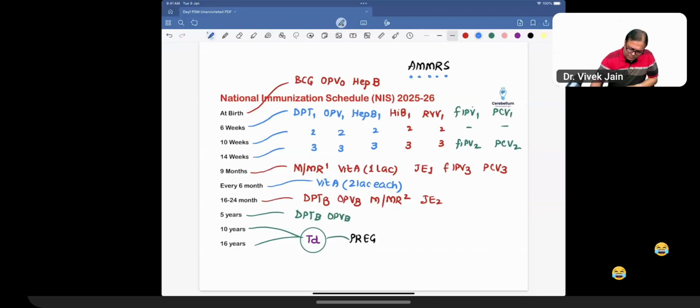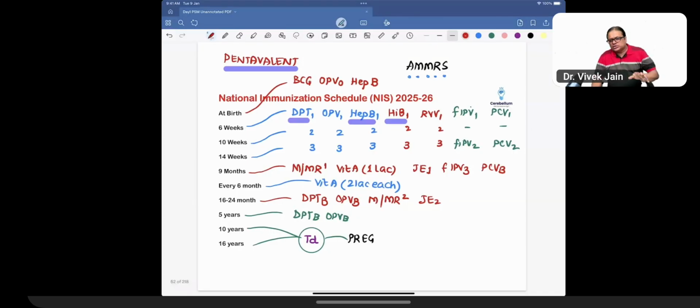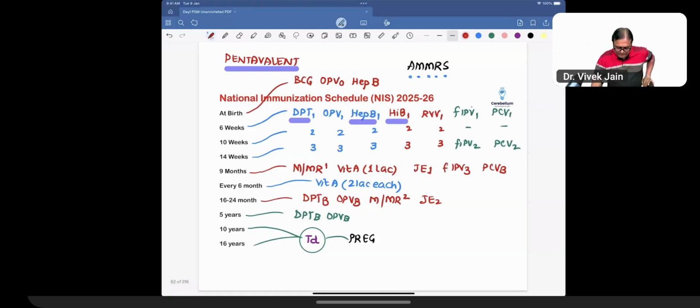Yes, this is PCV booster at 9 months. What are the 5 components of pentavalent vaccine of India in immunization schedule? So pentavalent includes DPT, hepatitis B, Haemophilus influenza B. So 5 components, all are given intramuscular, right? Okay. National immunization schedule. Good. So everyone remembers, questions will come out of this.